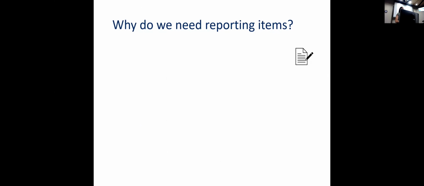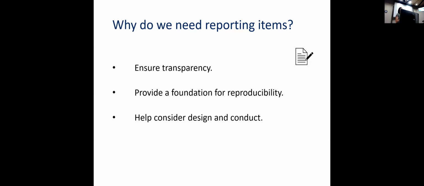But why do we need reporting items? Just reporting an item is not going to enhance the quality of the simulation study. We believe that reporting is an important stepping stone towards more reliable simulation studies. Because when we report one of these items, we ensure transparency and complete reporting by providing clear expectations of what needs to be reported and where in the manuscript. And doing so, it provides a foundation for reproducibility. And indirectly, it helps the researcher conducting a simulation study to consider more about the design and the conduct.